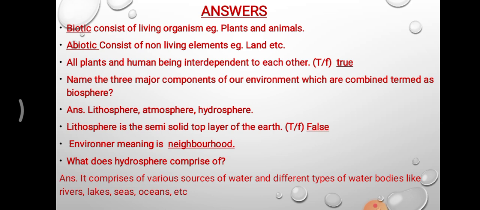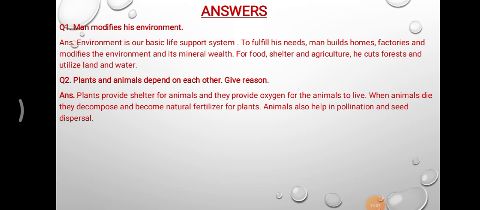Name the three major components of the environment which are contained in the biosphere. Answer: lithosphere, atmosphere, hydrosphere. Second, lithosphere is the solid top layer of the earth. True or false? False. Environment means neighborhood. What does hydrosphere comprise of? It comprises various sources of water and different types of water bodies like rivers, lakes, seas, oceans, etc.